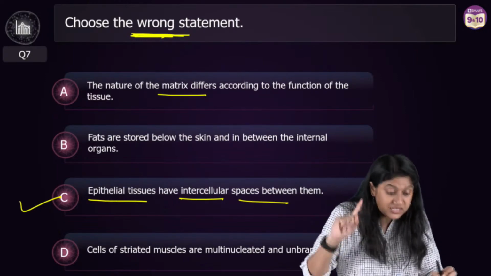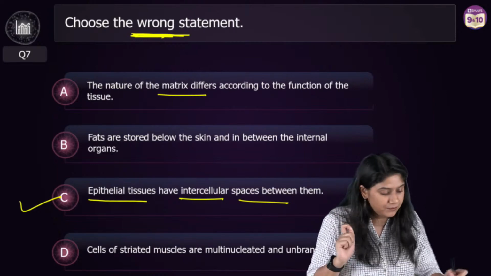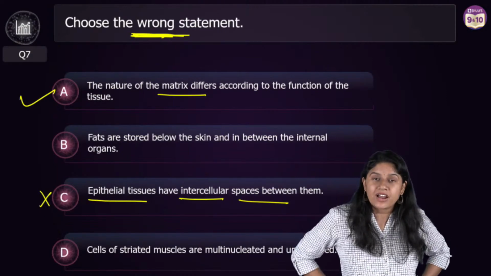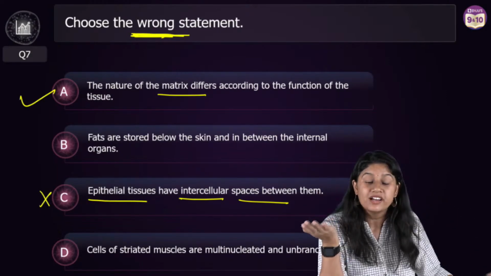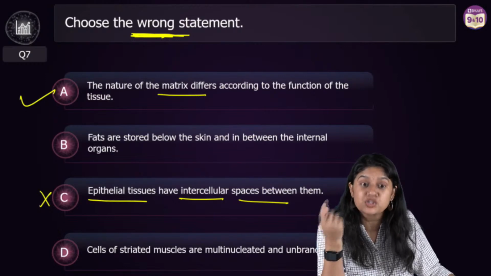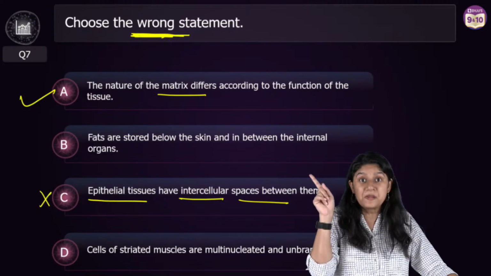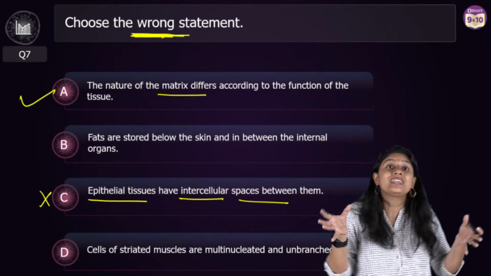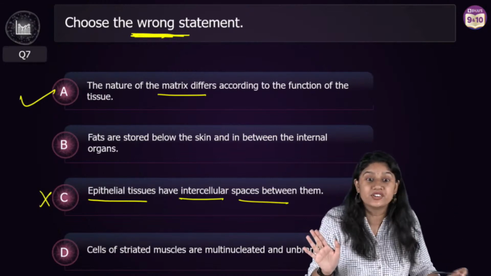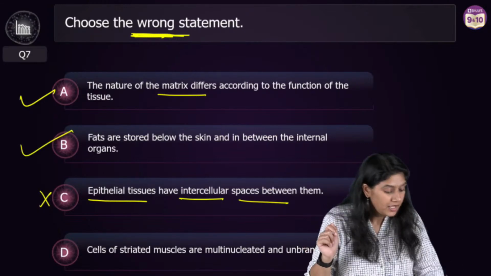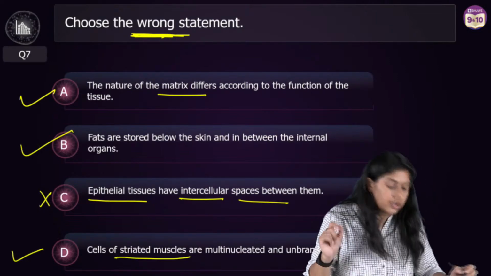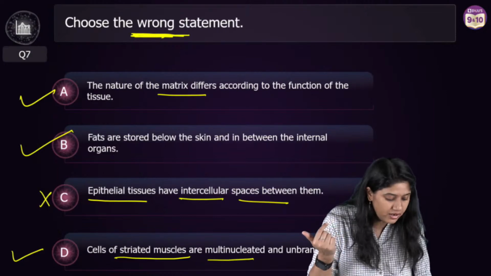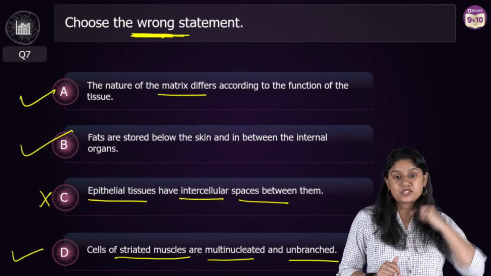The nature of matrix differs according to the function of the tissue. Absolutely correct. Then fats are stored below the skin and the internal organs. Storage of fat questions are very commonly asked. In the polar animals, they will have a huge, bulky layer of fats, which will keep them warm in the very harsh winters. So this is also correct. Option number D. The skeletal muscles, or the striated muscles, are multinucleated and unbranched. So this is a wrong statement.